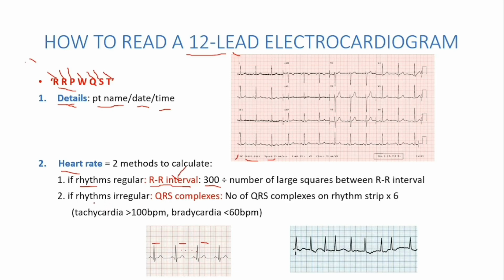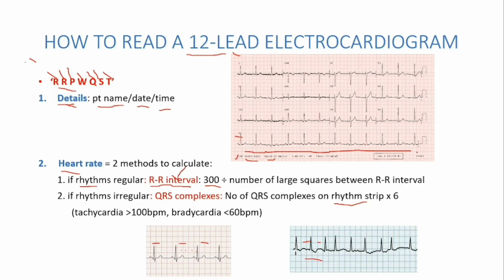Now if the rhythm is irregular, like in this ECG, the RR intervals are not regular. In this case you use this method, QRS complexes. Count the number of QRS complexes on the rhythm strip. This is the rhythm strip. The rhythm strip means the lead that is present throughout the ECG paper.